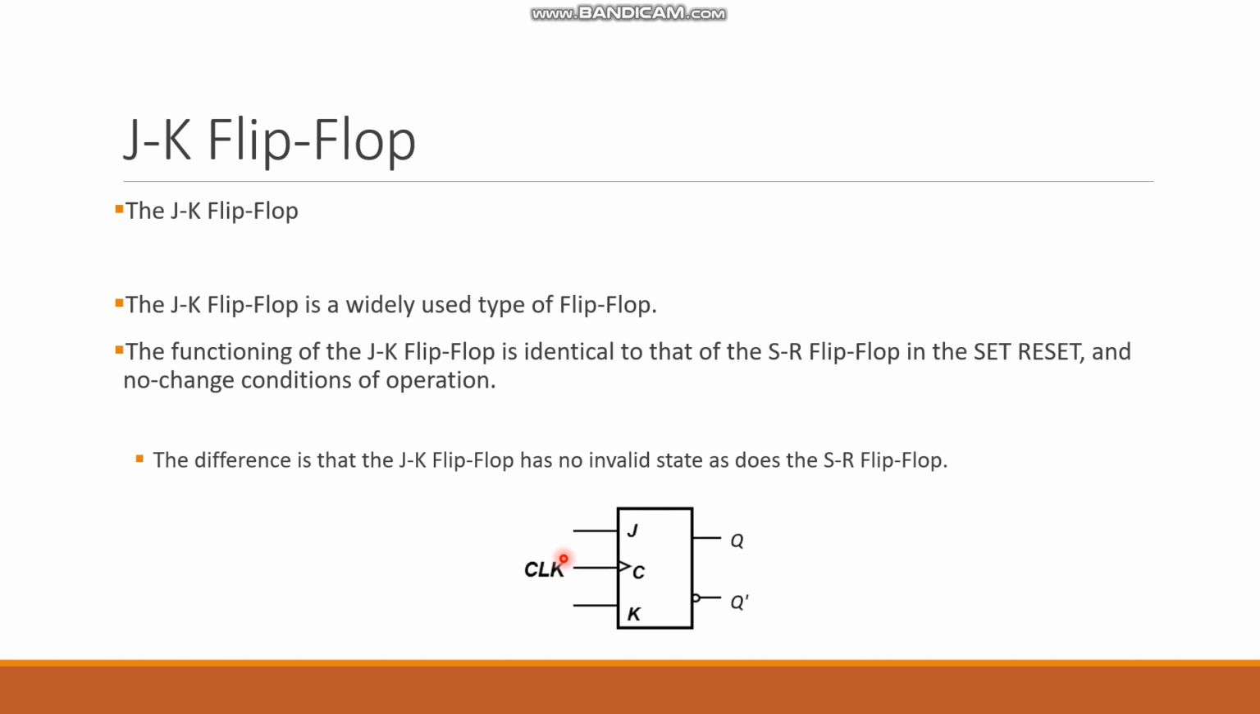And in the SR, we saw that when both S and R are 1, the flip-flop was in an invalid state. But in the JK flip-flop, whenever both of the inputs are 1, the output is going to be toggled, or it's going to be the opposite of the previous one. So if the previous output was 0, this output is going to be 1 whenever J and K are both 1. And you must consider that the clock pulse must be applied.